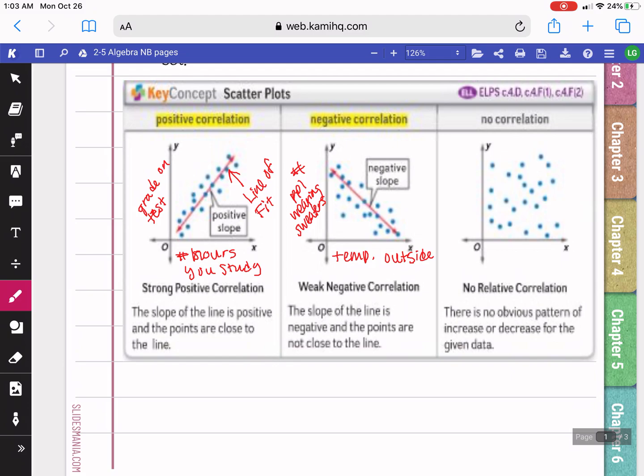And when your two data sets don't really affect each other, then you'll have no correlation. So your data will look all scattered. You can't tell if it's going up or down. This would be something like the number of siblings someone has and maybe their shoe size, because typically one will not affect the other.